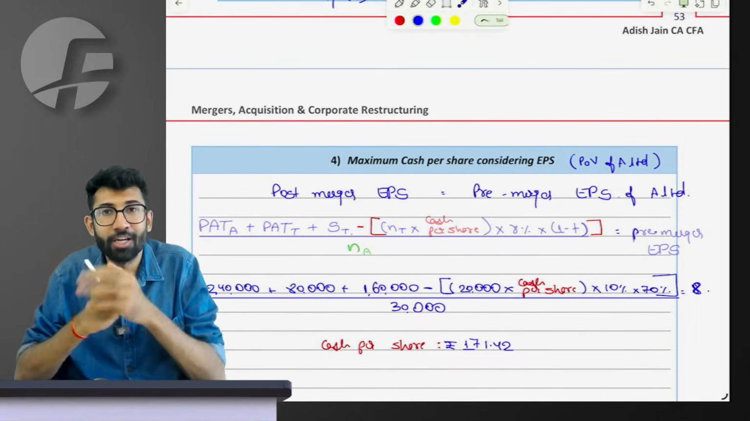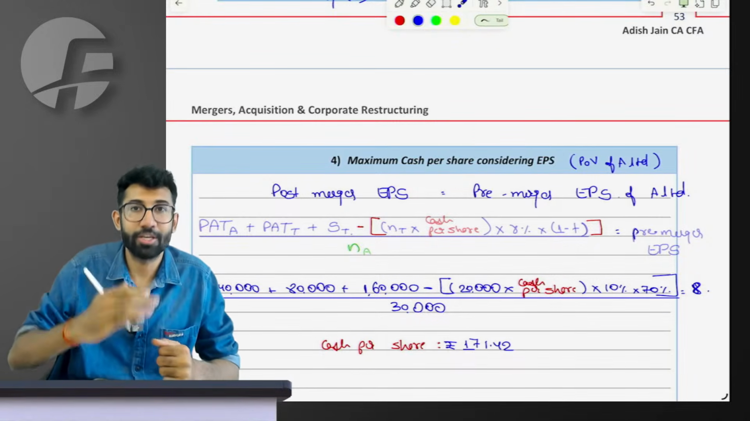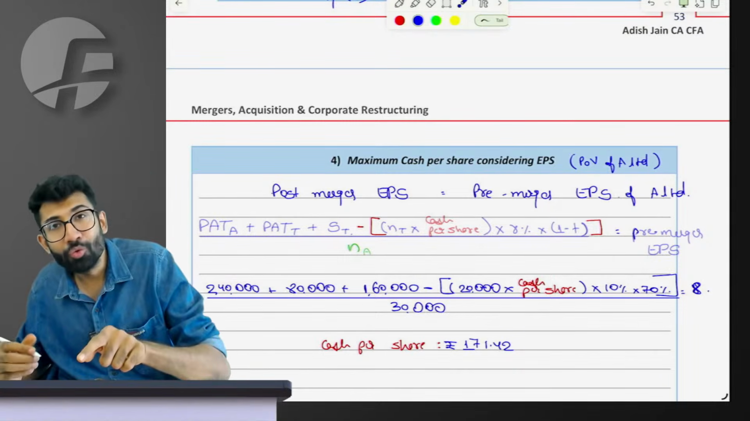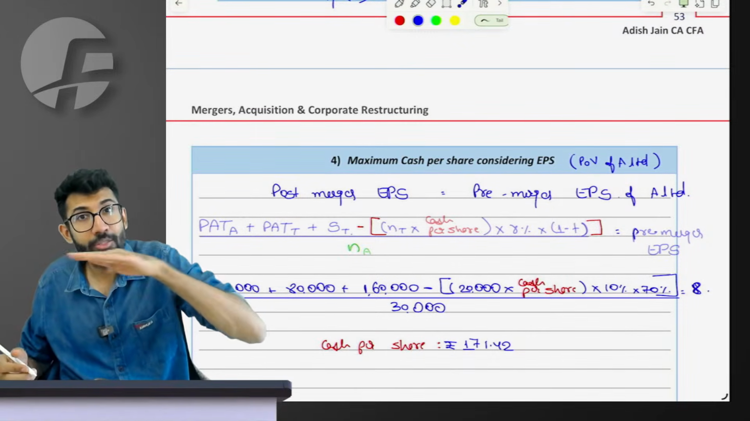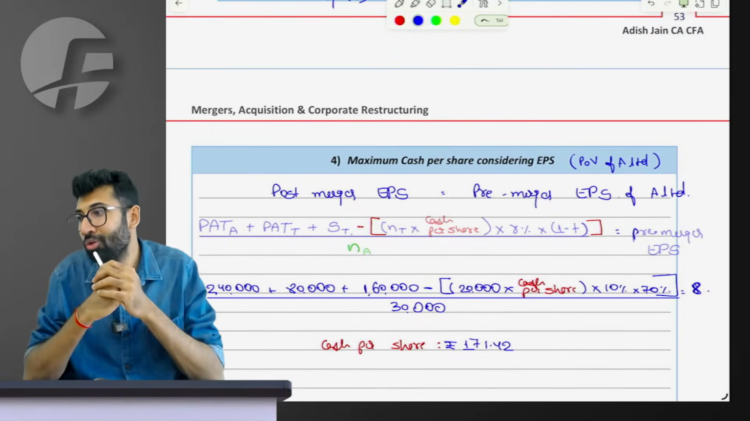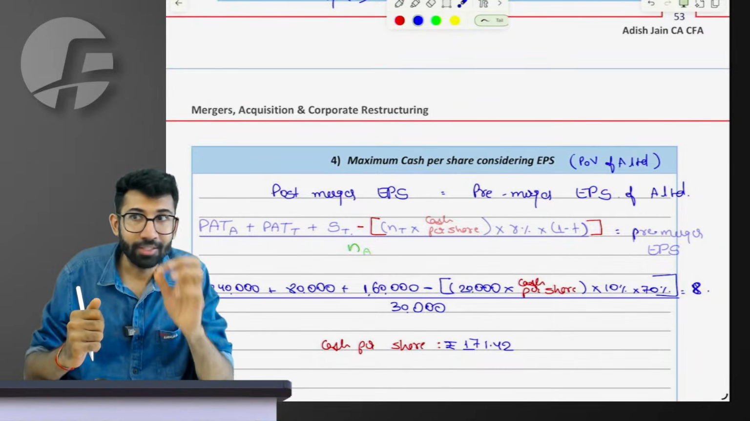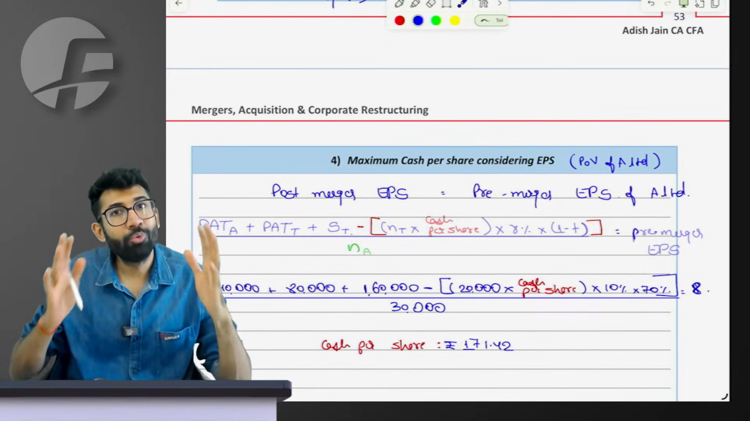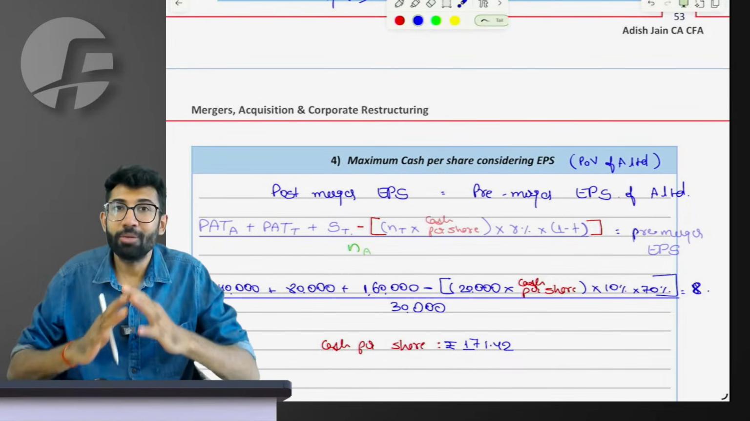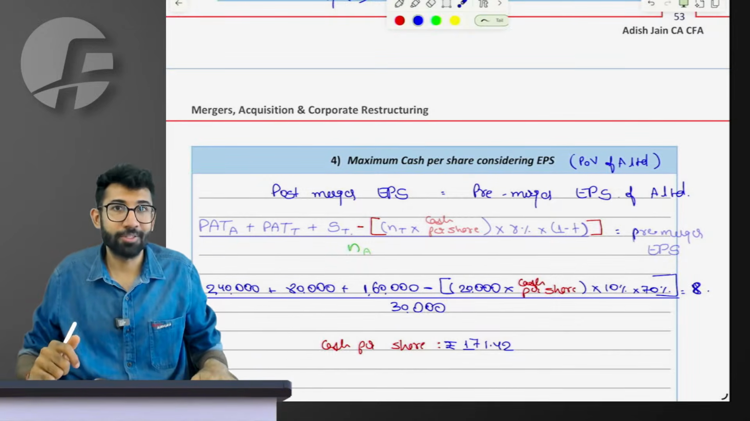The thought process remains the same. The acquirer will say, see, as an acquirer, what do you want? To give you as high cash as possible or as low cash as possible? As an acquirer, I would want to give you less. At the same time, I will decide a maximum limit beyond which I cannot give you. So I will say I am ready to give you such an amount of cash where my post-merger EPS is at least equal to my pre-merger EPS.